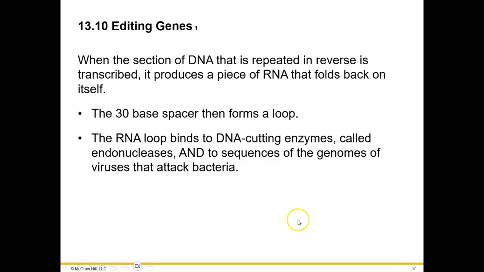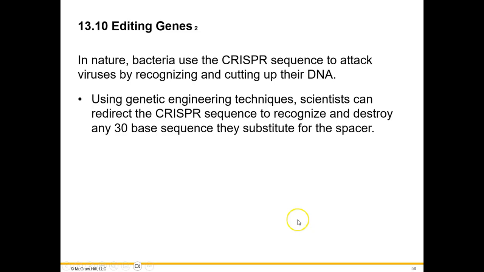The RNA loop is going to bind to DNA cutting enzymes called endonucleases and to sequences of the genomes of different viruses that will attack that bacteria. In nature, bacteria uses the CRISPR sequence to attack viruses by recognizing and cutting up their DNA.